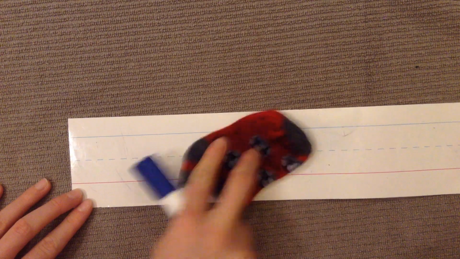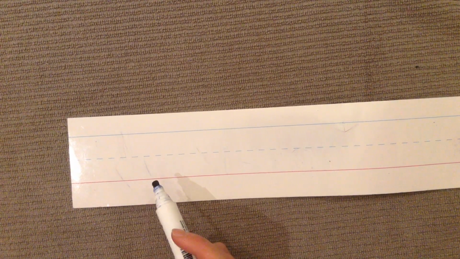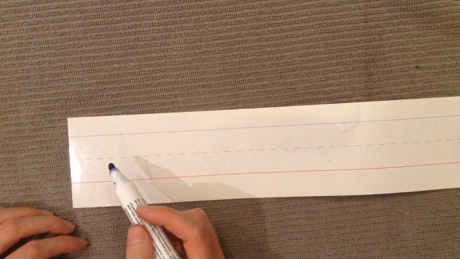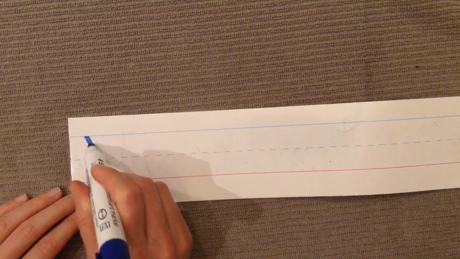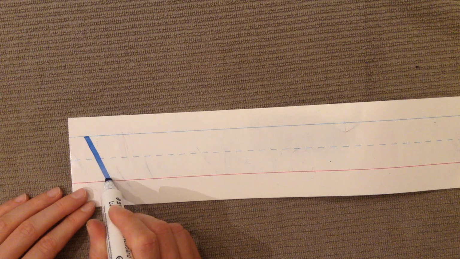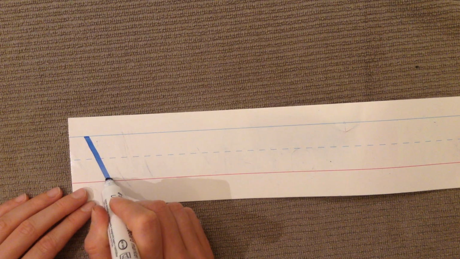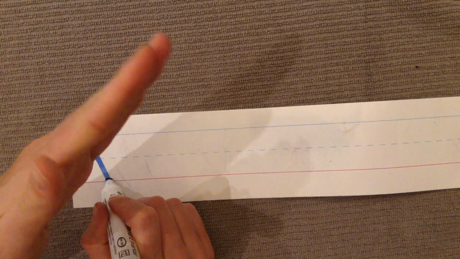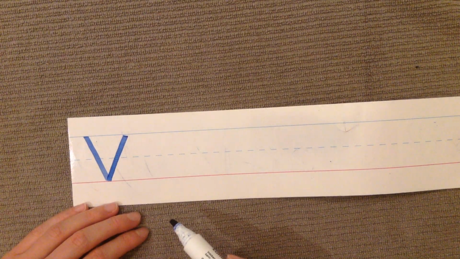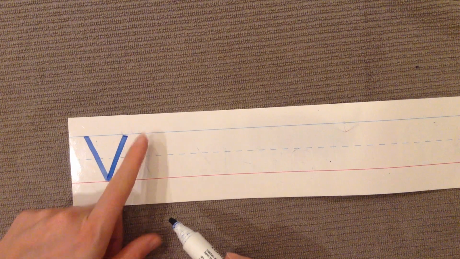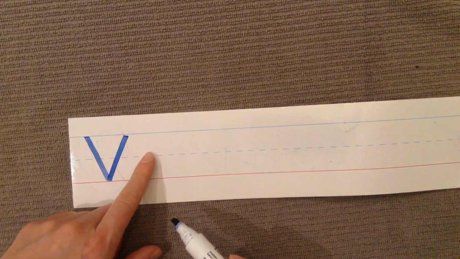We will move on to uppercase V next. Uppercase V has 2 slide lines, one going down, one bouncing up. Start at the top, slide forward. Now, bounce up. Don't bounce straight up. We're bouncing up on a slide. Just like lowercase v, the only difference is we're starting at the top instead of the dotted line.